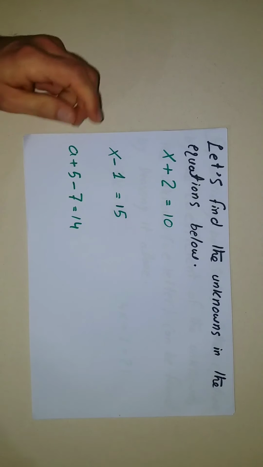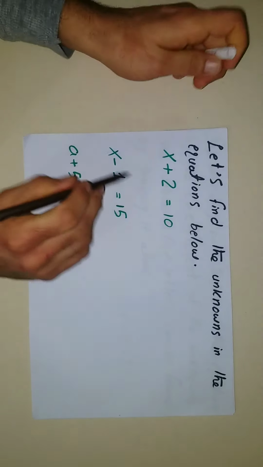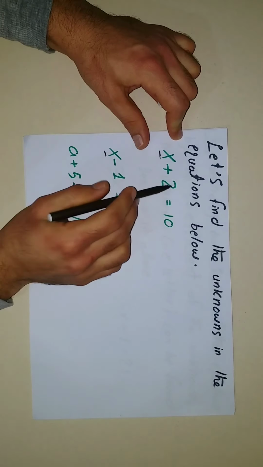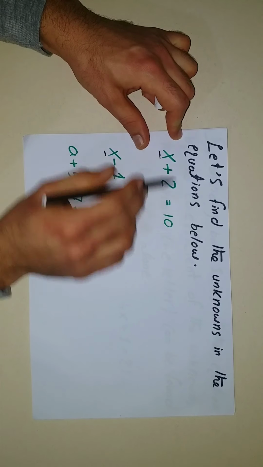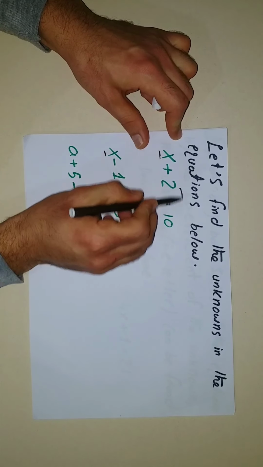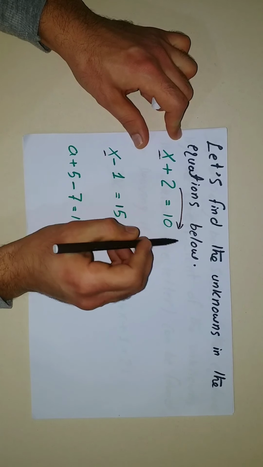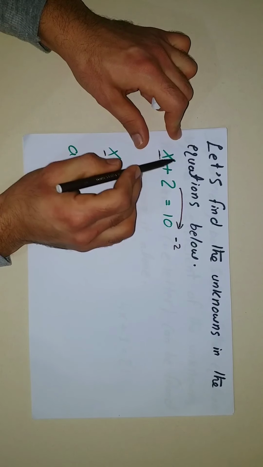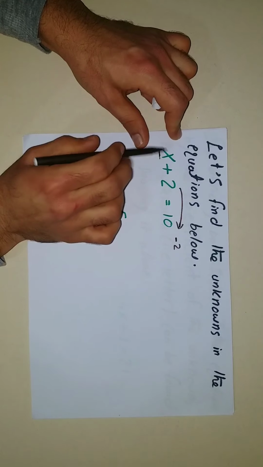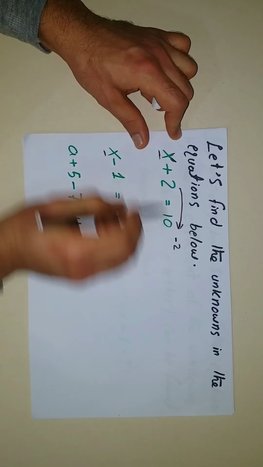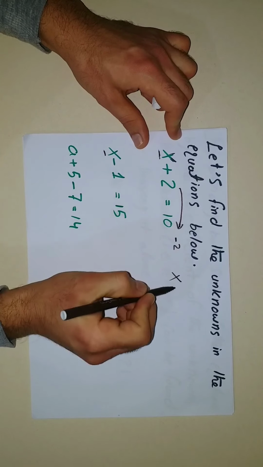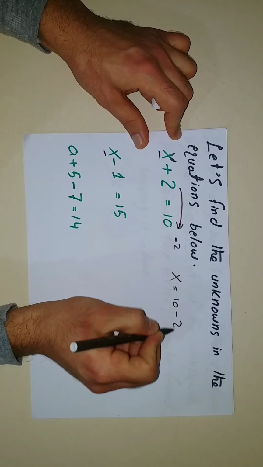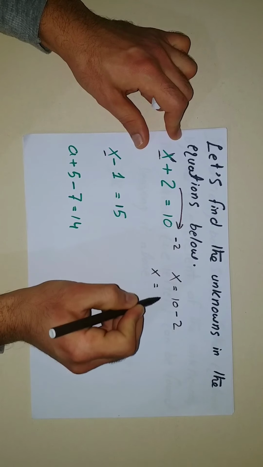Let's find the unknowns in the equation below. This x is called the unknown. If this 2 goes to the other side of the equation, it will go as a minus 2. It will change its sign, and this x, the unknown, will be left alone on one side. Now x, if I transfer this 2 to the other side, it will be 10 minus 2, so the x will be 8.